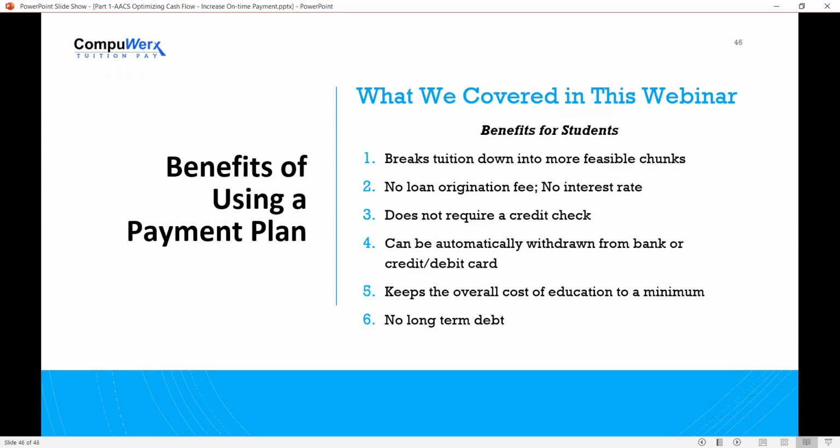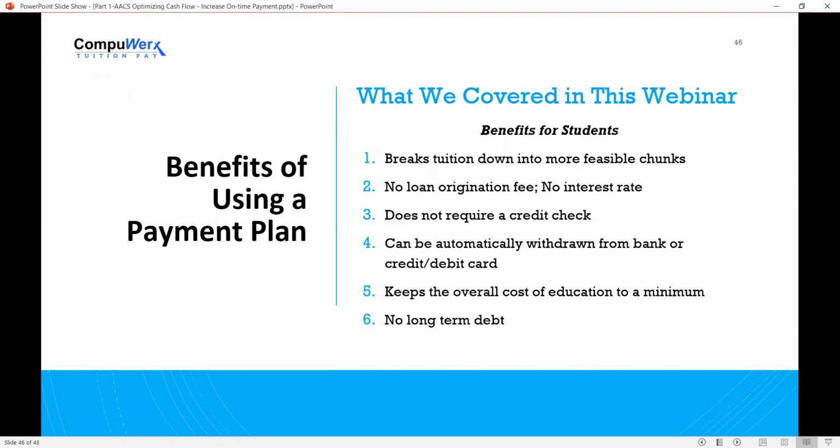What are the benefits of payment plan for your students? Break down the tuition fees into smaller payments, easier for them to pay. There's no loan origination fee, no interest fee for them. There's no credit checks.